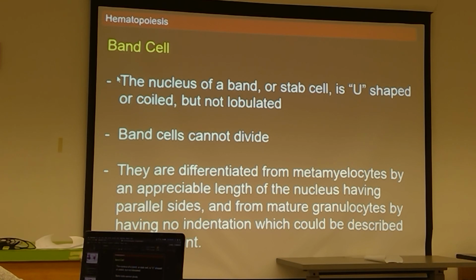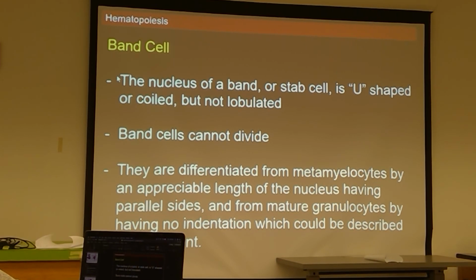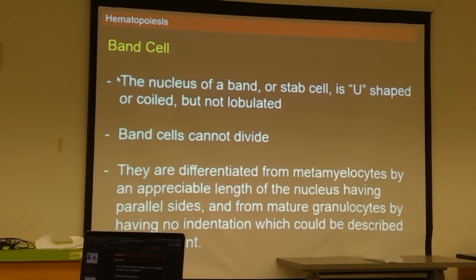All right, the next cell in line, also unable to divide, we call this a band cell, or some folks will call it a staff cell. Either one. What you're going to see is the nucleus is going to look more U-shaped. So instead of just barely dented, it's a nice U. Again, I don't go for in the middle, somewhere in between a metamyelocyte and a band cell. We're going to pick one that's clearly just slightly indented or a U shape. Hopefully you can figure it out.